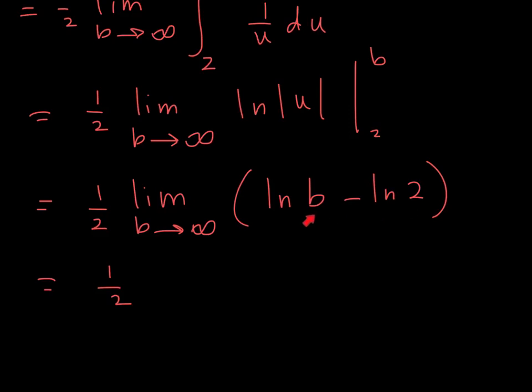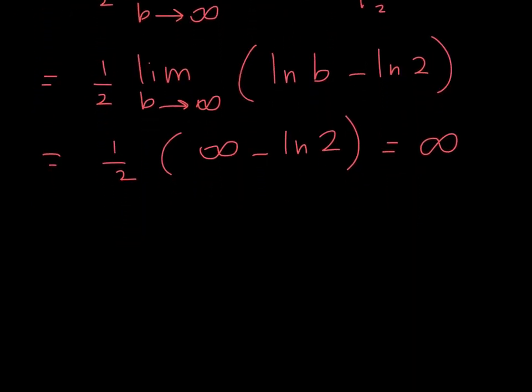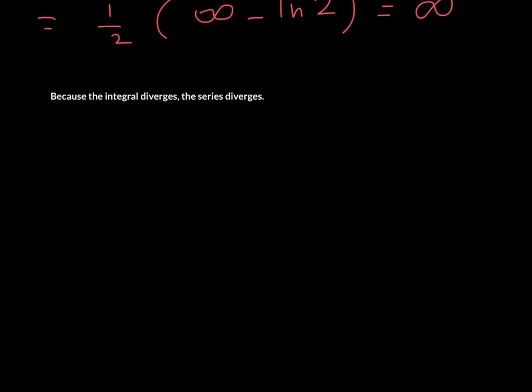Anyway, as b goes to infinity, this is approaching infinity. So this is infinity here, and then this is minus the natural log of 2, like that. So this entire thing is just infinity. So we just found that the integral diverges because this is not a real number. Therefore, the series also diverges. Cool. I hope that was clear. Let's move on now to the next example.